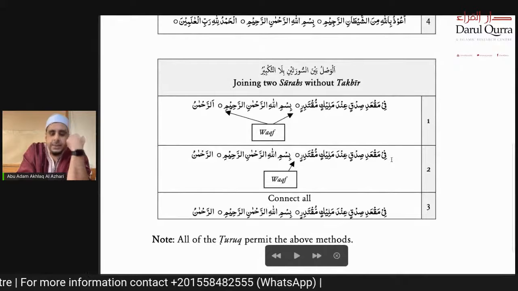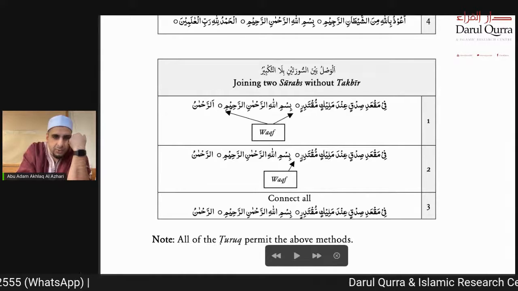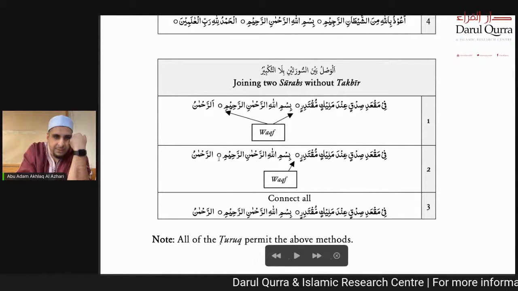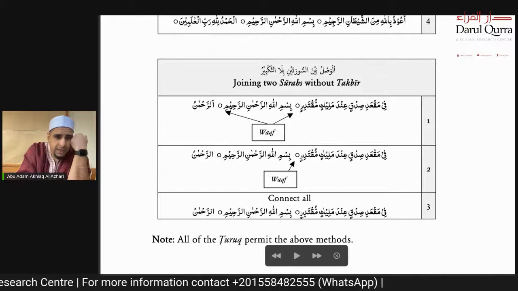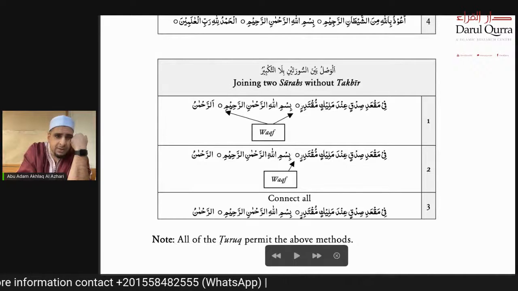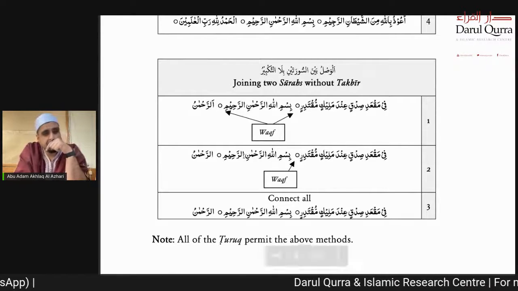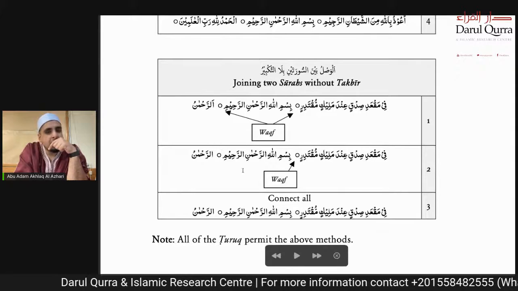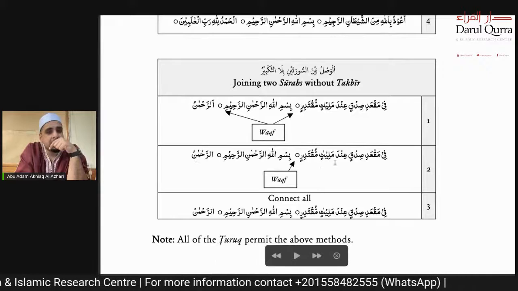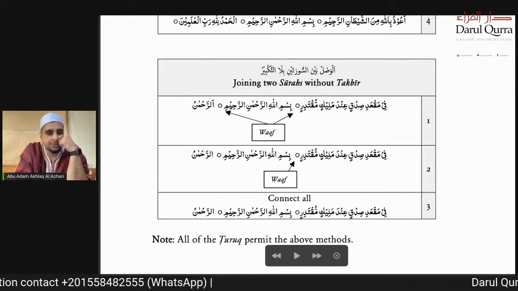Why? It is incorrect to recite the last ayah, join it with basmala, and then stop here. Because you're finishing the surah, and then you're reciting with the name of Allah, the most merciful, the most kind, I begin with, and then you stop, but you never began. So basmala only comes at the beginning of a surah, not at the end. So you can't recite the last ayah of a surah and read basmala and then stop.